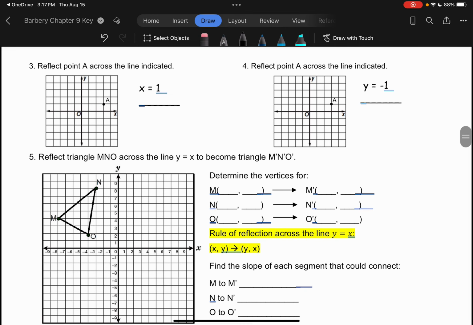So next it says, reflect point A across the line indicated x equals 1. When you have an equation in the form of x equals a number, then understand that that line is going to be vertical. That's how you graph it. So x equals 1, you're going to count on the x-axis. You're going to find 1. 1 is right here. That equation, x equals 1, is going to create a vertical line that looks like this.